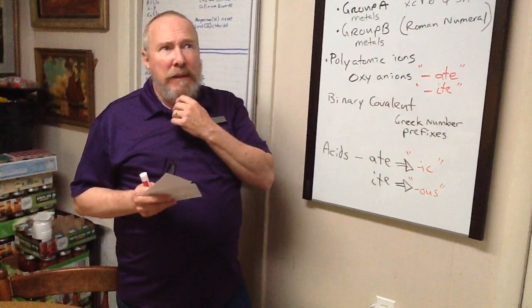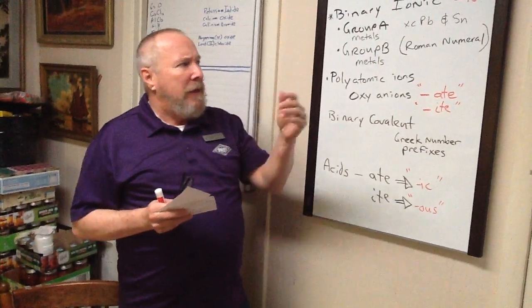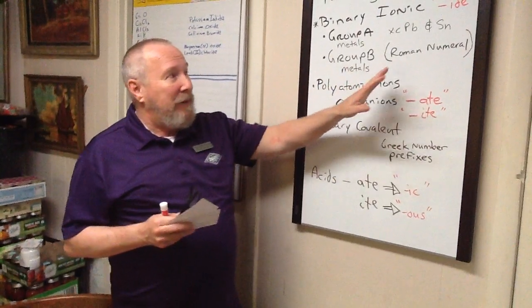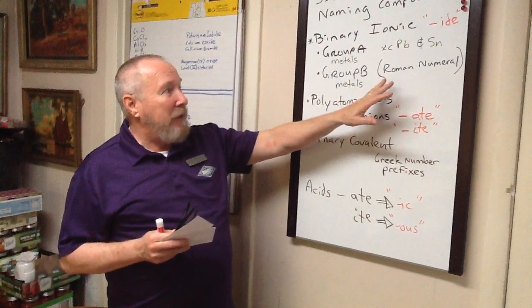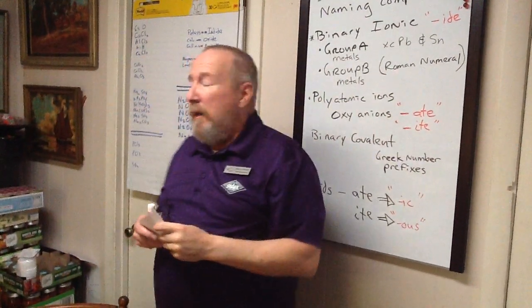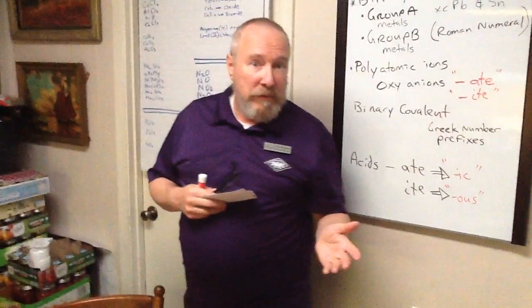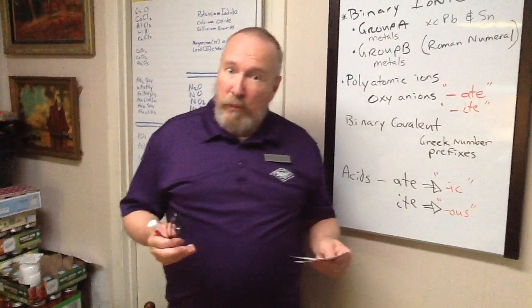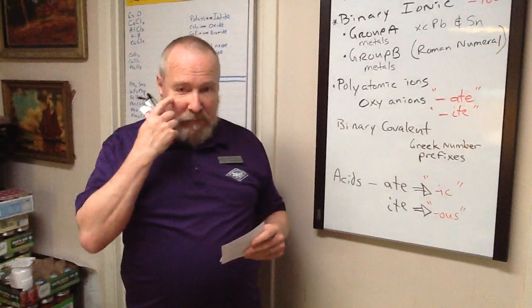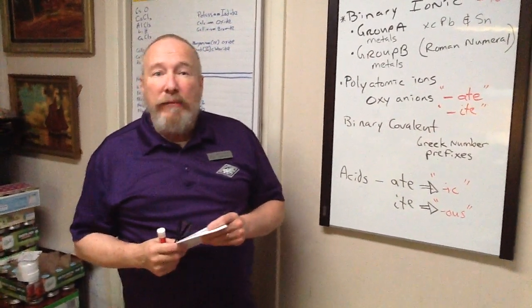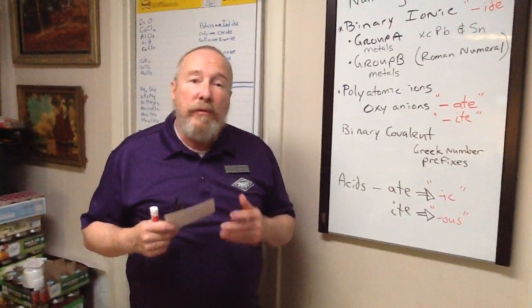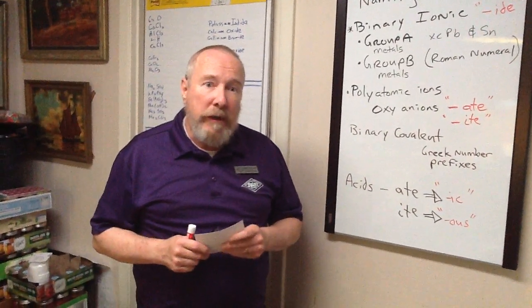Tin can be +2 or +4 too. I don't have my periodic table and my charts with me. But we know many of the other metals, like iron can be +2 or +3. Copper can be +1 or +2. And we have to know which form of those metals we're talking about.